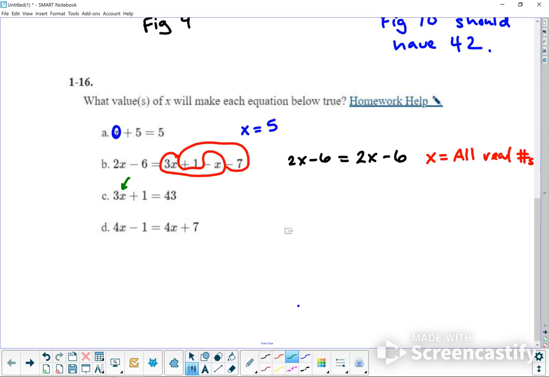14. That 3 times 14 is 42 plus 1 is 43. So that one works. All right. So x equals, on that one, x equals 14.